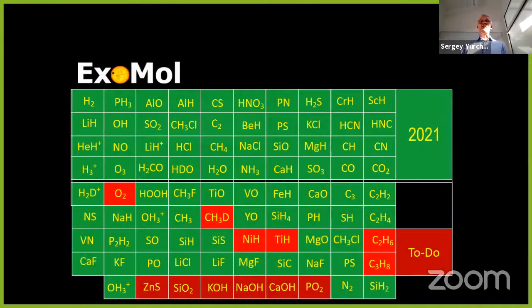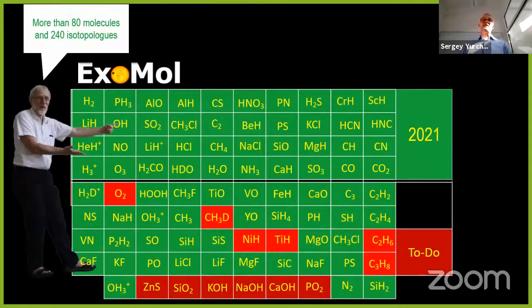And this is where we are now in 2021. So it's more than 80 molecules. And if you count isotopologues, it's more than 240 isotopologues. And like I said, it's close to 1 trillion lines. Every one is computed with our machinery.